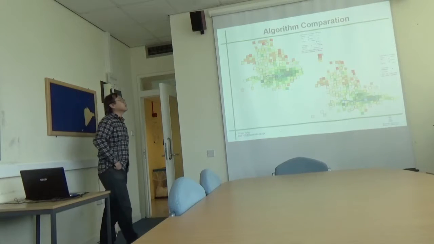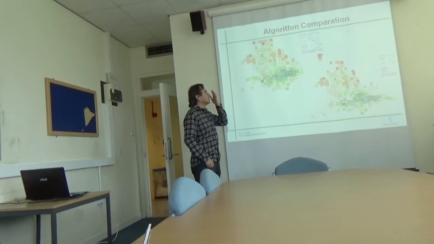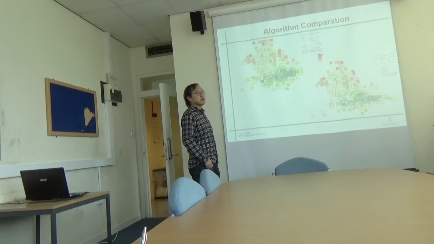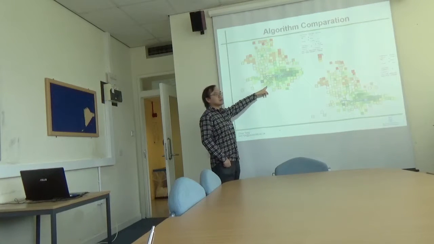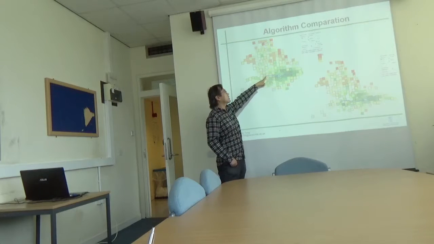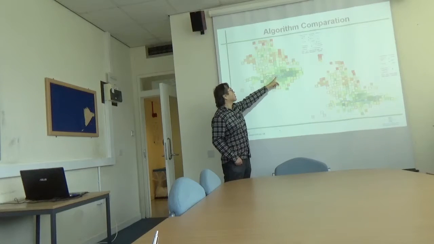So here is some example for final output. This one is the uniform size, and this one is without the topological preservation algorithm. So you can see there are several errors. We mark it with cross.